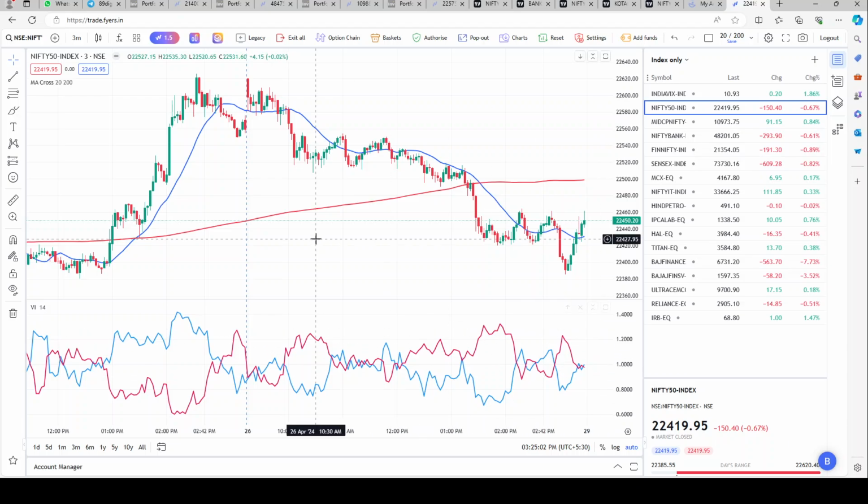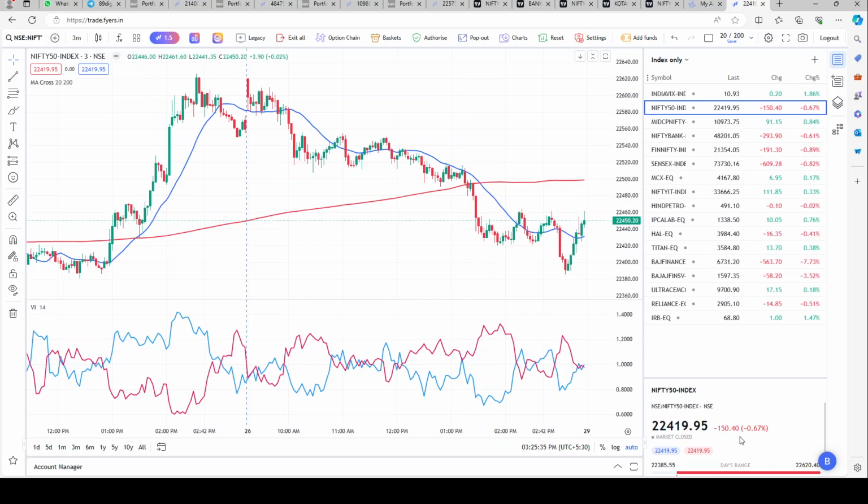Before I add something more, you'll notice over here the red is cutting into the blue and going up. Similar things happen over here, but in this setup we will only trade over here. This is the definite call for us because the 200 has been cut by the 20. So this is one drawback of the setup, because you have to wait for the 20 to cut into the 200.